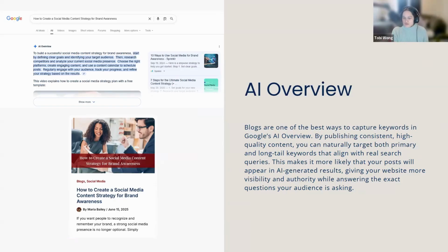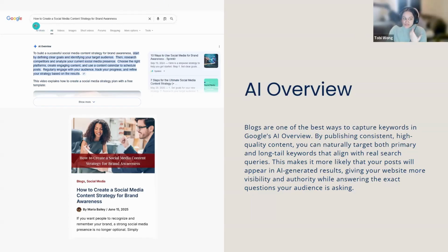So as just a basic overview, blogs are one of the best ways to capture keywords in Google's AI overview. By publishing consistent, high-quality content, you can naturally target both primary and long-tail keywords that align with real search queries. This makes it more likely that your posts will appear in AI-generated results, giving your website more visibility and authority while answering the exact questions your audience is asking. And I did this specifically.